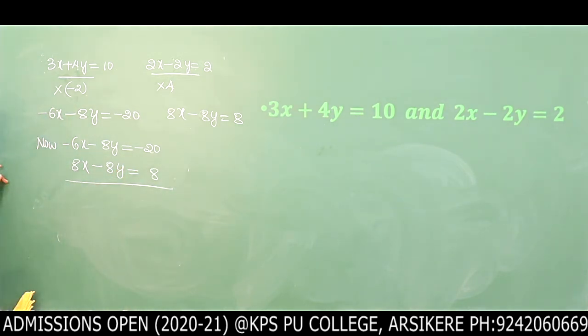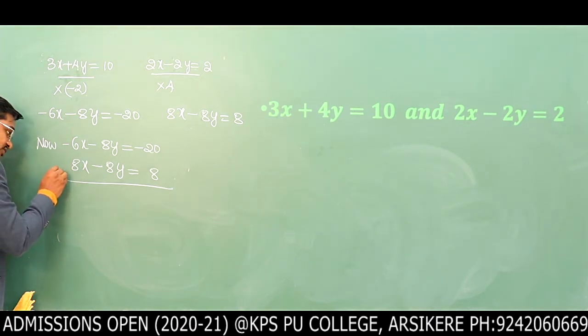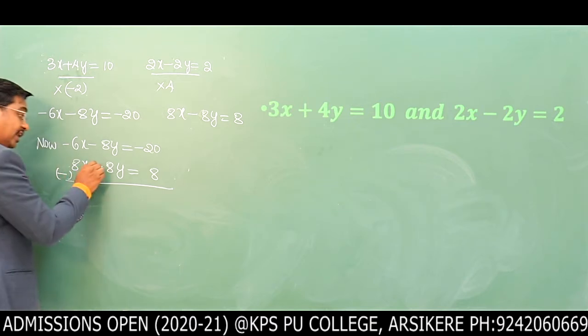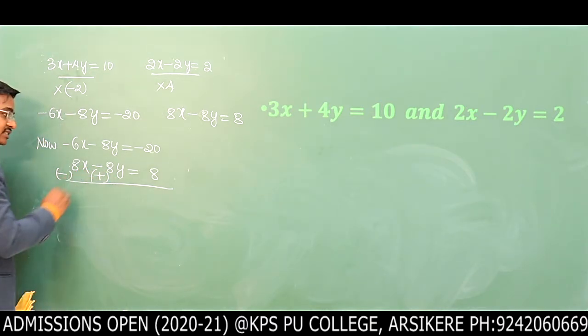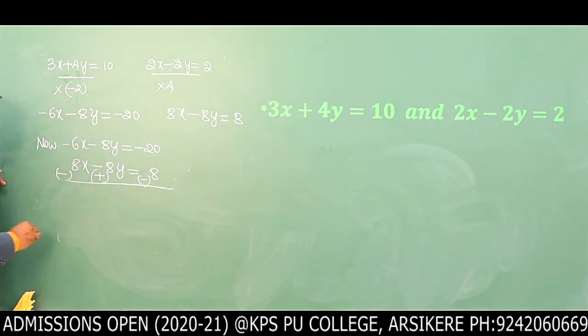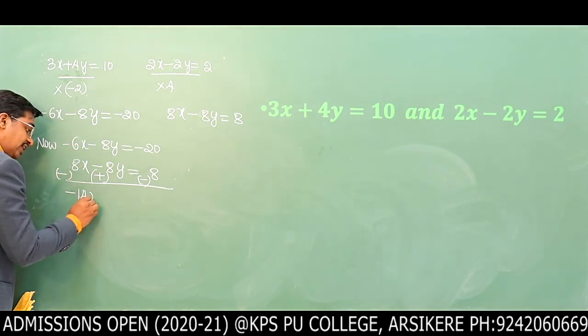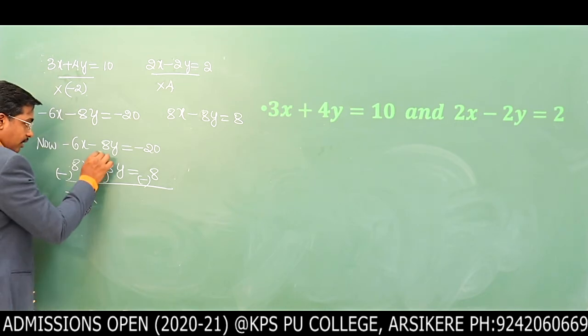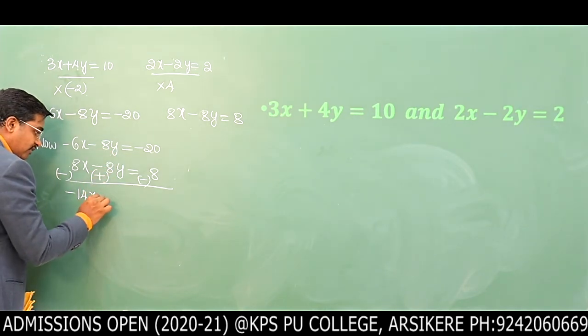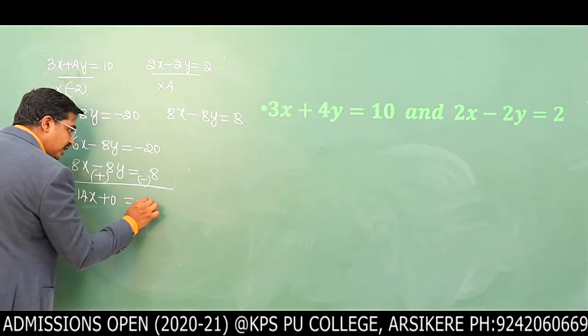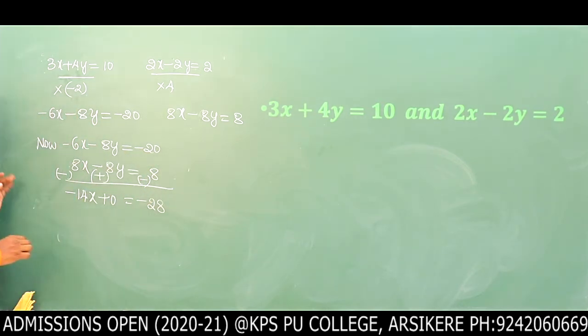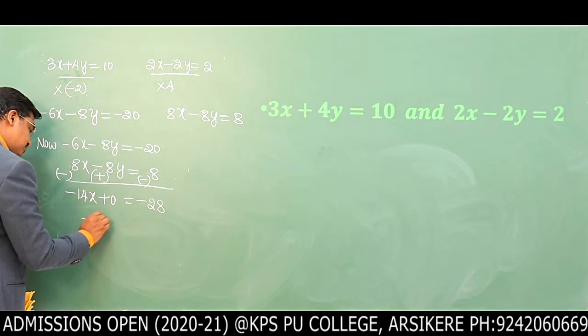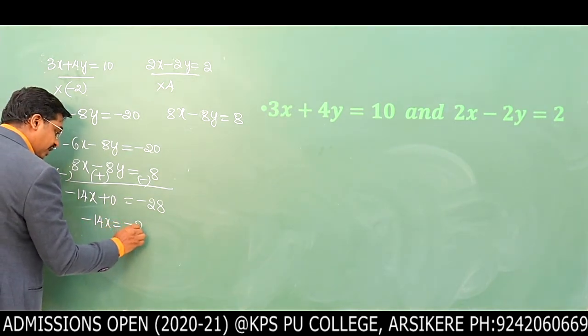Okay, see, now what happens? The sign changes, because we are subtracting, so the sign changes to positive. The negative is released. Very good, that releases to positive. Here also the negative is released. Minus 6x minus 8x becomes minus 14x, right? Minus 8y plus 8y reduces to 0 is equal to minus 28, because minus 20 minus 8 becomes minus 28. So this reduces to minus 14x is equal to minus 28.